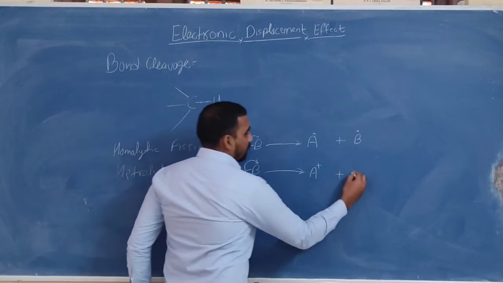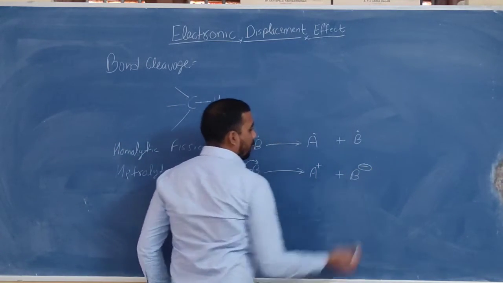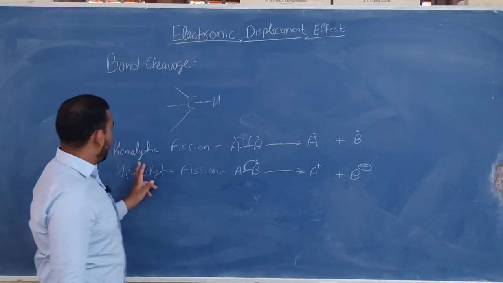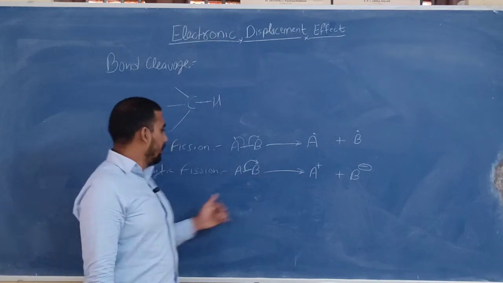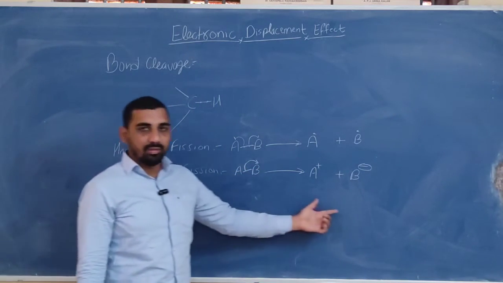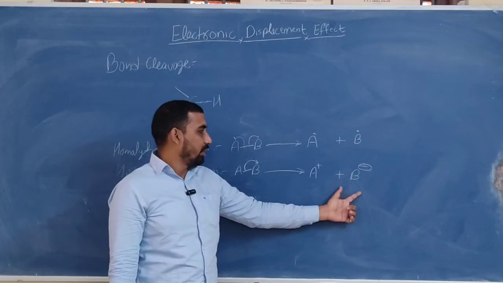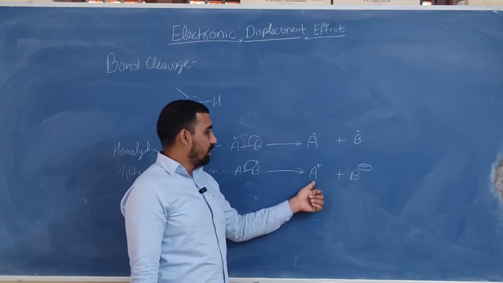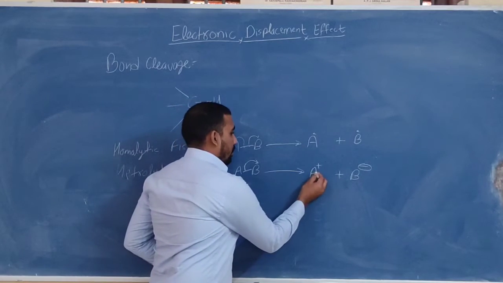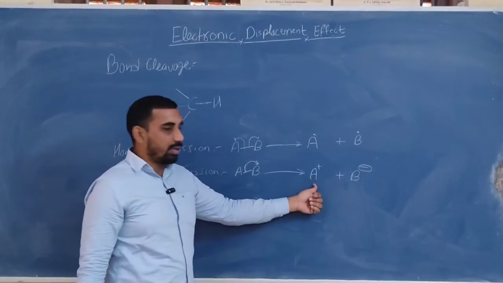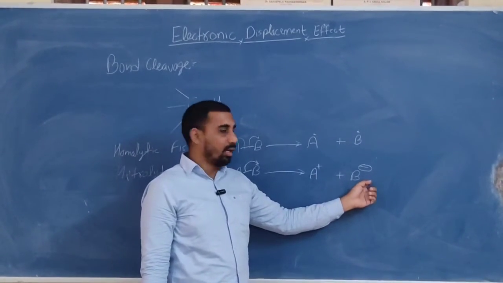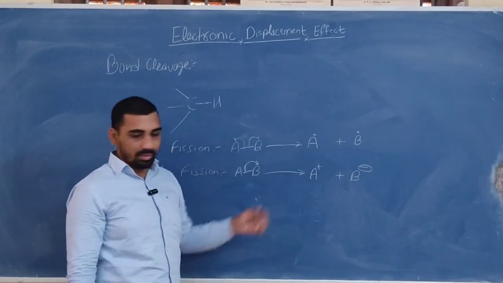Now the other thing will be the carbanion. So in homolytic fission, there will be formation of radicals. In heterolytic fission, there will be formation of carbocation and carbanion. This is a positively charged species called carbocation, and a negatively charged species called carbanion. Very soon we will learn about these things.